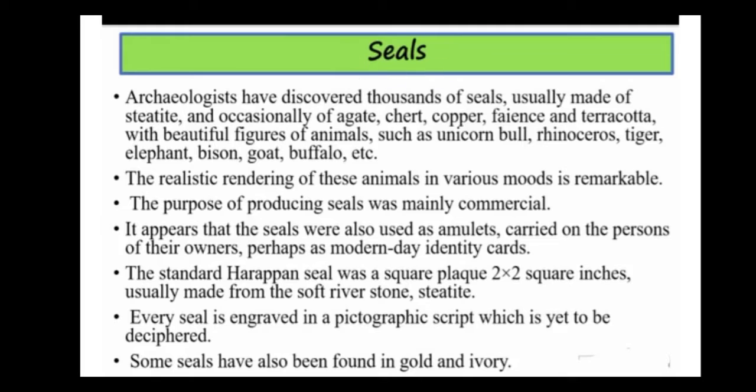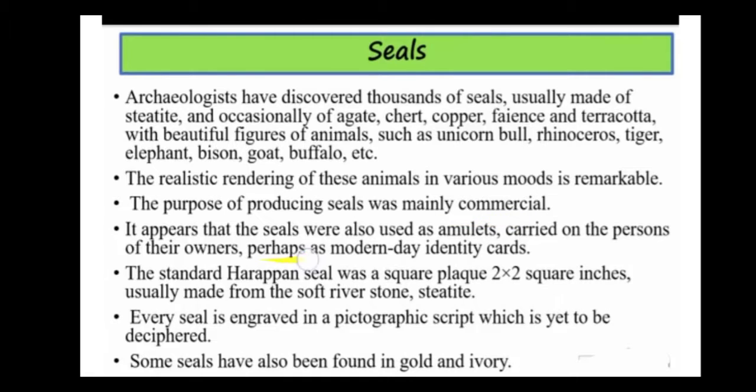Next, it is the seal. Archaeologists have discovered thousands of seals, usually made of steatite, occasionally of agate, chert, copper, faience, and terracotta, with beautiful figures of animals such as unicorn, bull, rhinoceros, tiger, elephant, etc. The realistic rendering of these animals in various moods is remarkable. The purpose of producing seals was mainly commercial.